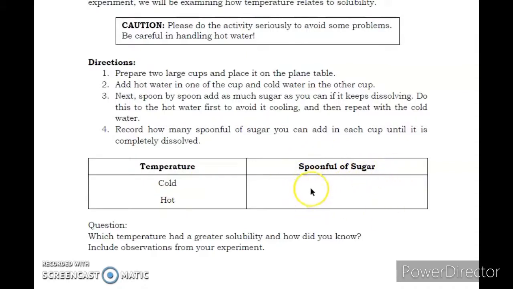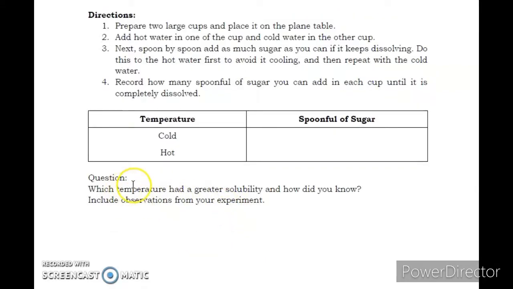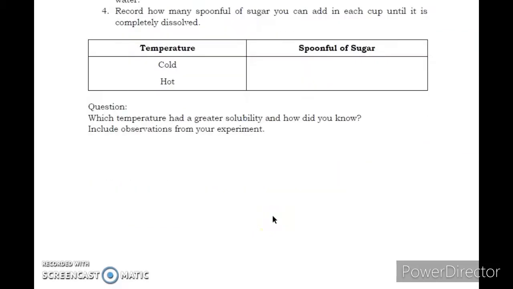So, here, you're going to write down the amount of sugar or the number of spoon of sugar for the cold and hot water. And then, answer the question, which temperature had a greater solubility and how did you know? So, it's either cold or hot. And then, how did you know? So, include observations from your experiment.